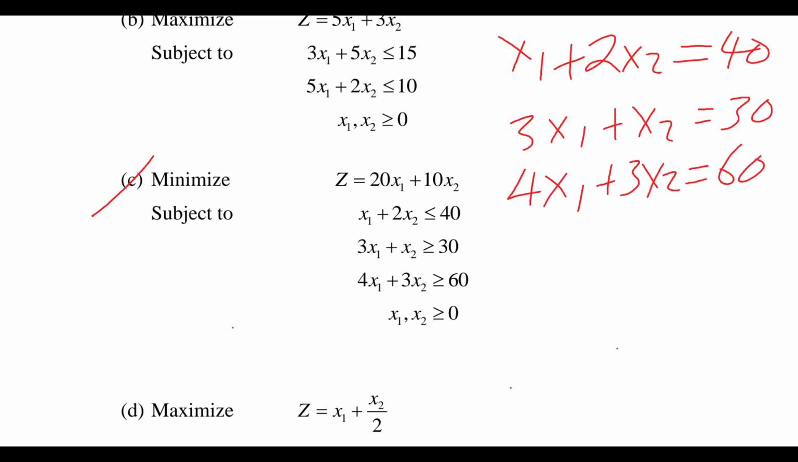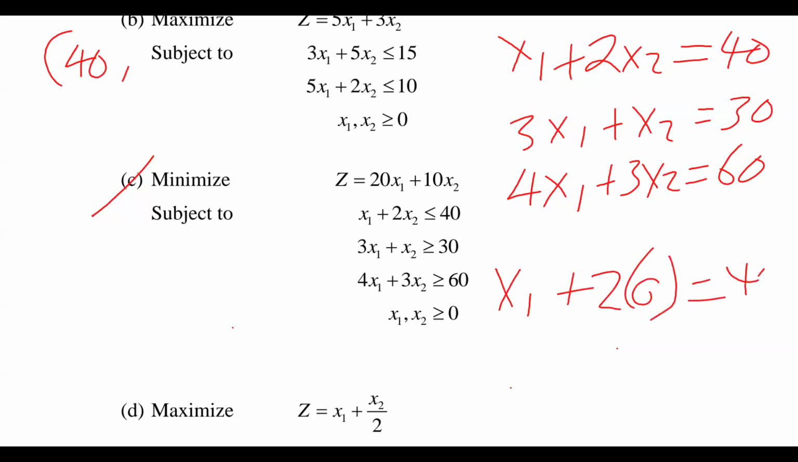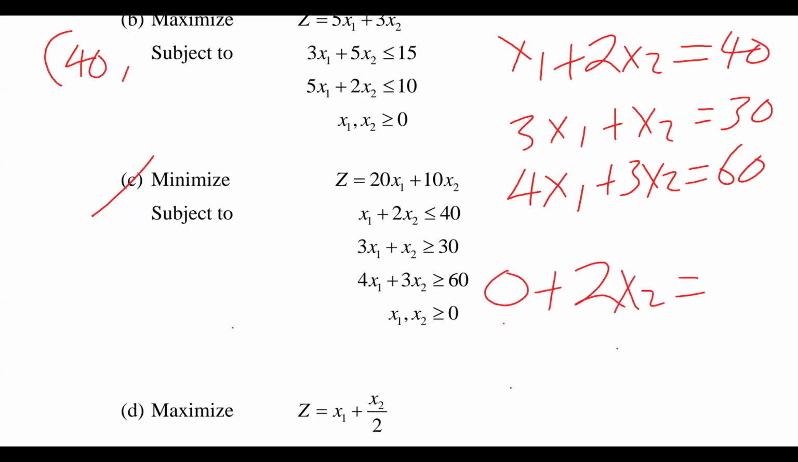Let's start with the first one. What's the value of x1? Yes, x1 is 40, because it will be x1 plus 2 times 0 equal to 40. The other one will be 0. Get what I mean? So x1 will be 40. Then 0 plus 2x2 is equal to 40. So x2 can be equal to what? 1.